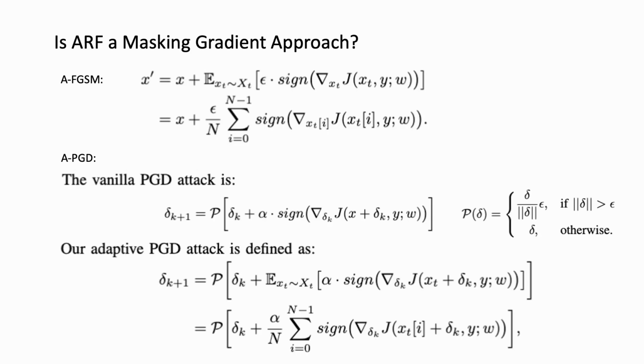We tested whether our augmented random forest approach, or ARF in short, merely masks the deep neural net's gradients. For that, we devised two adaptive attacks that aim to fool the model by adding a noise that will maximize the impact on the entire test-time augmentation set. Our adaptive attacks, A-FGSM and A-PGD, are defined and explained in the paper.